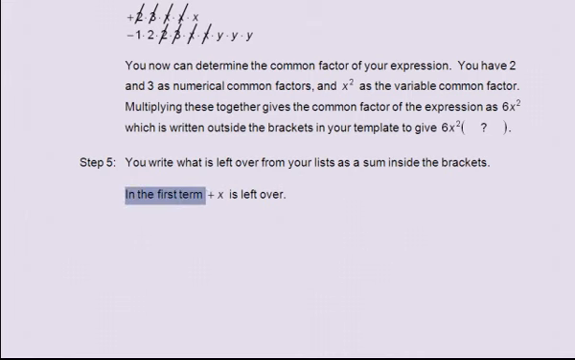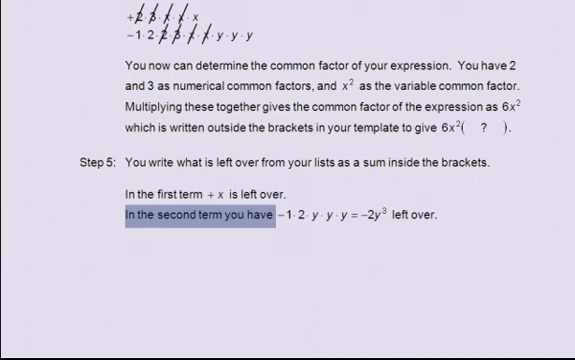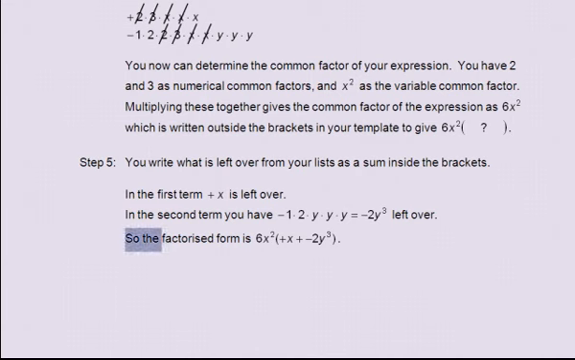In the first term, plus x is left over. In the second term, you have minus 1 times 2 times y times y times y, which equals minus 2y cubed, left over. So the factorised form is 6x squared multiplied by plus x plus minus 2y cubed.